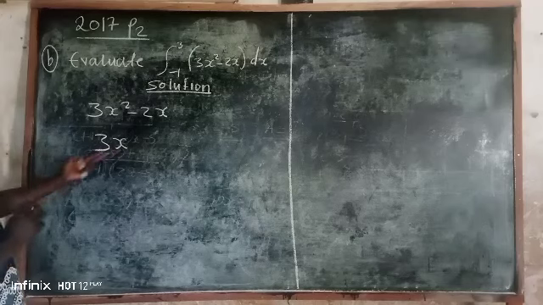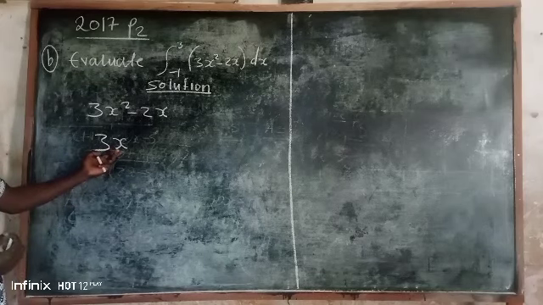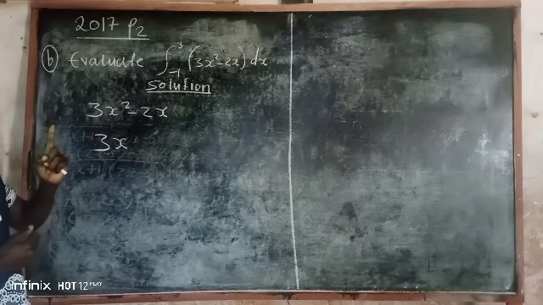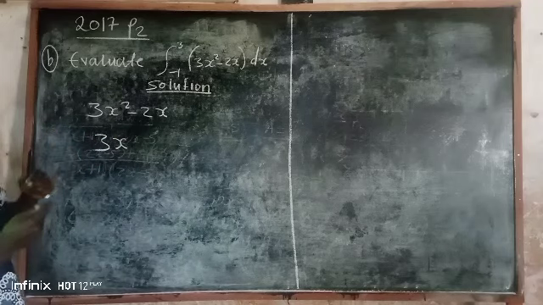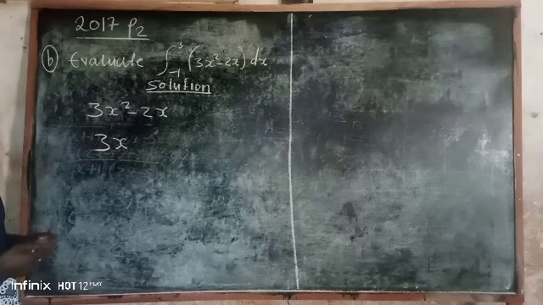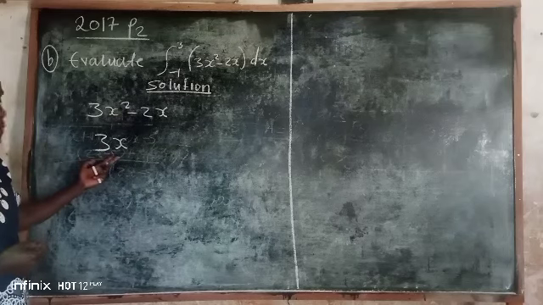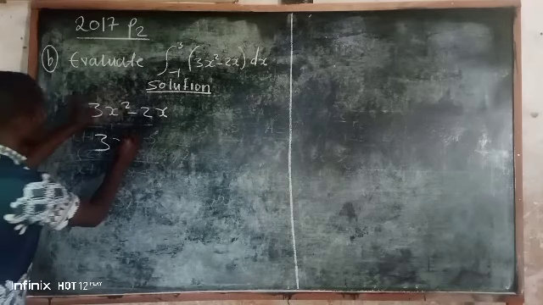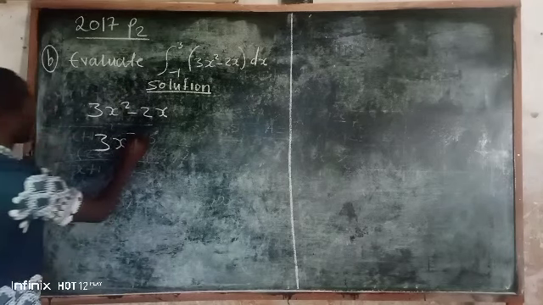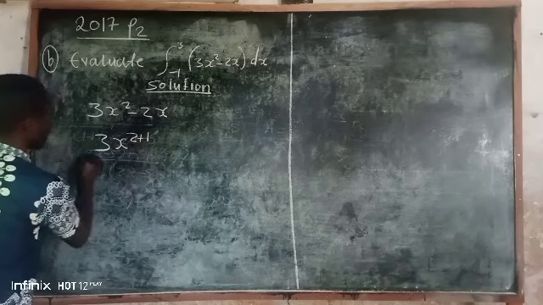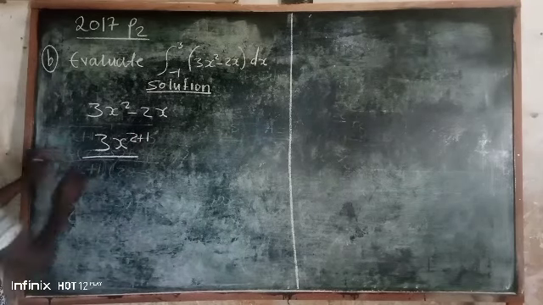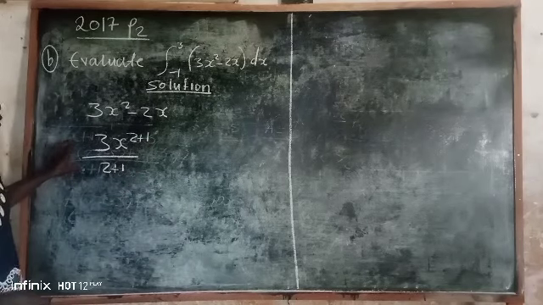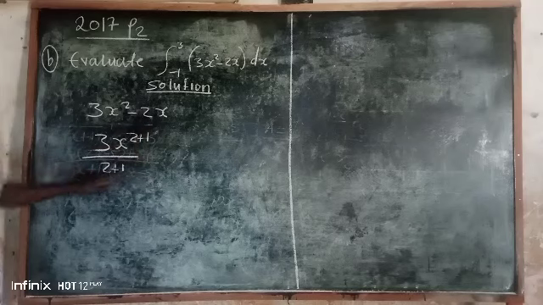Now here we have 3x squared. When integrating, the power always increases by 1, and we have to divide by the new power, with the same term. So here the term is this one, and the power is 2. It is going to be increased by 1, 2 plus 1, then over the new power, which is 2 plus 1. That is the way to go. That is how we integrate.